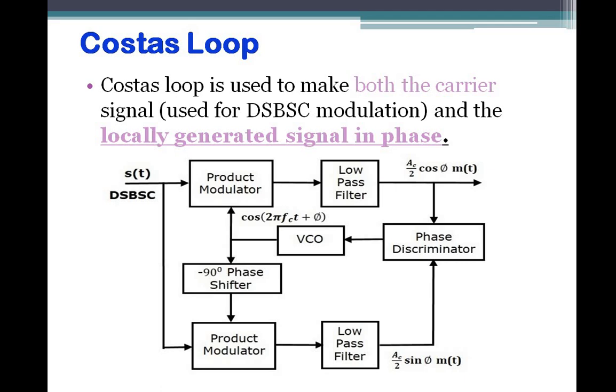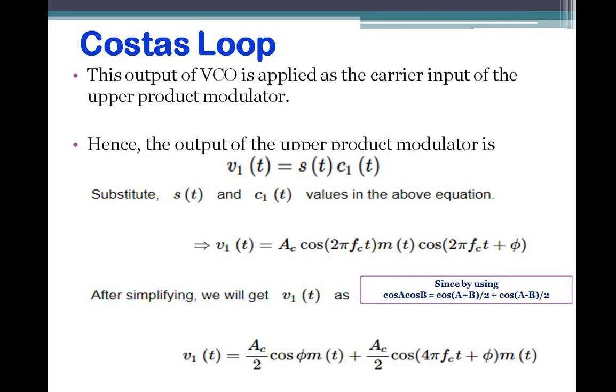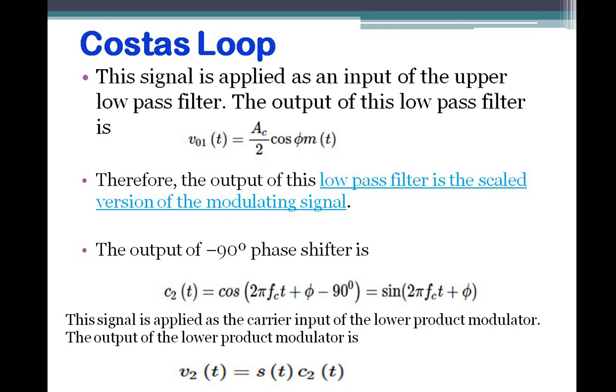They'll get the scaled versions of your message signal, but with a 90 degrees phase shift, isn't it? You'll get Ac by 2 cos m of t here, and Ac by 2 sin m of t here. These both will be fed as input to your phase discriminator, where they'll be comparing the phase differences of both the signals. Again, they will be given to the VCO, voltage controlled oscillator, to generate a proper, synchronized carrier which is used at your transmitter side. So this is how you will be getting your original message signal from your DSBSC wave.